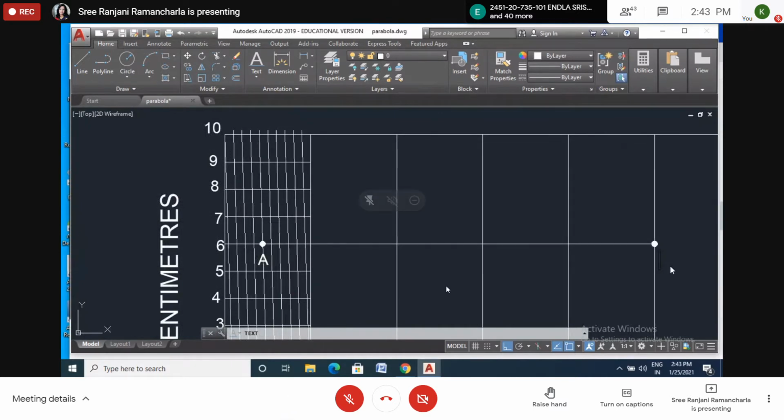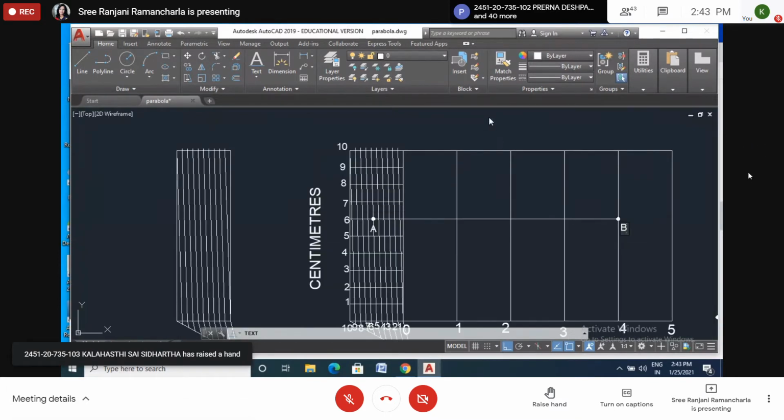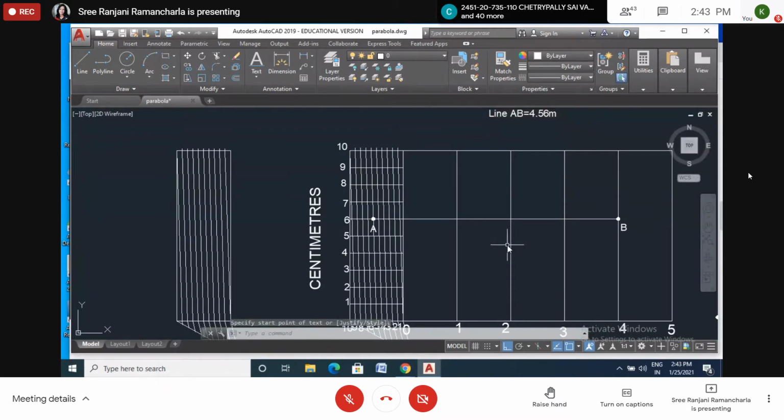So later on I can write here, AB line, AB equal to 4.56. Is it 4.56 what? Meters. Now the next one. What is another measurement we should show? 2.34 meters. Yes, 2.34 meters.